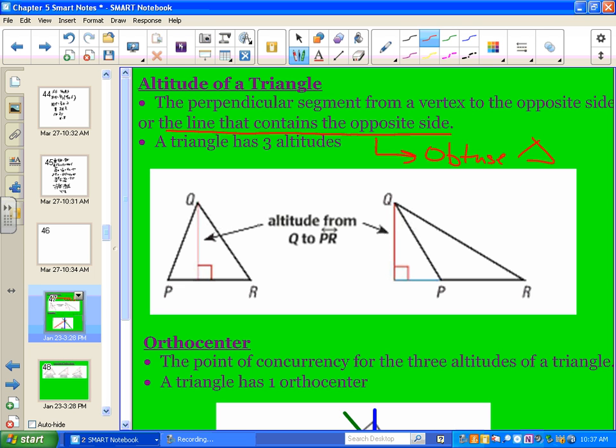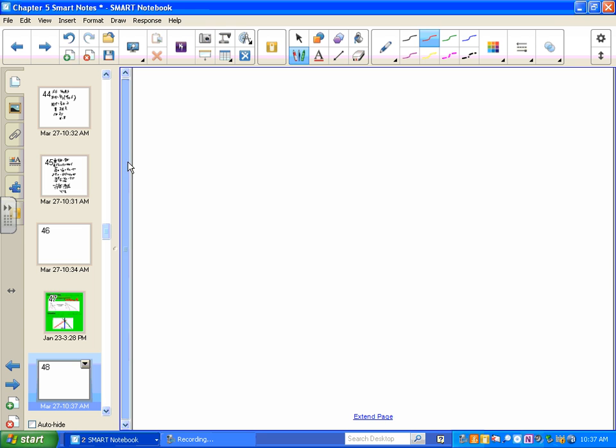So the 3 diagrams I want to draw for you are in your notes there in the middle of the page. But I want to draw them for you so that you can see how we get the line that contains the opposite side. But first, I'm going to start with the acute triangle.